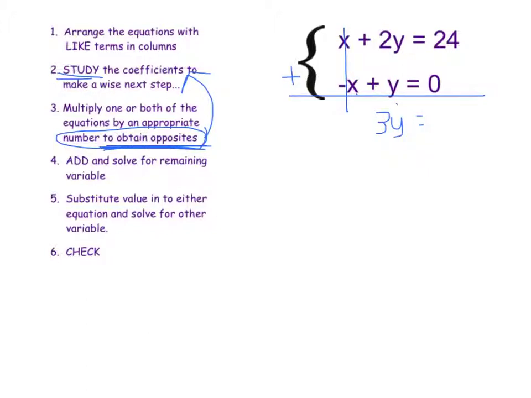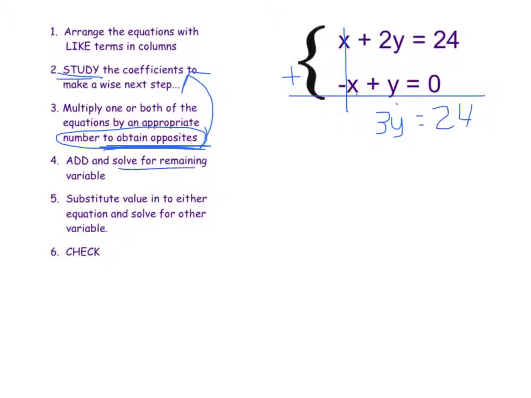So let me go back over here. So this is step 4. We did not have to do this step. Also, I'll talk about that in a little bit. We didn't have to multiply one or both equations by an appropriate number because we already had opposites. What we're doing now is adding the two equations together. So 2y plus y is 3y, 24 plus 0 is 24.